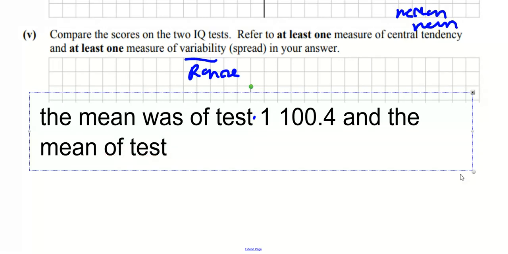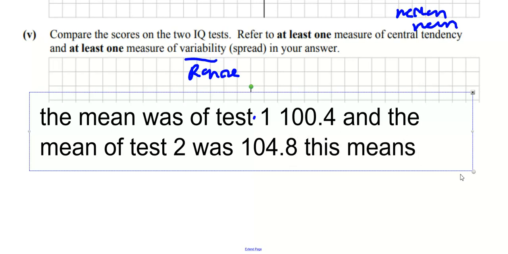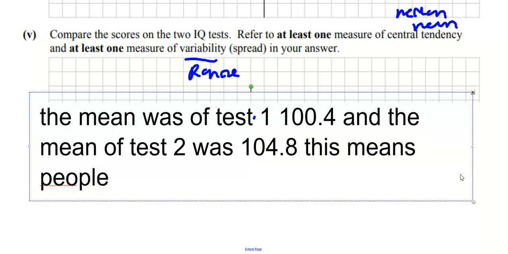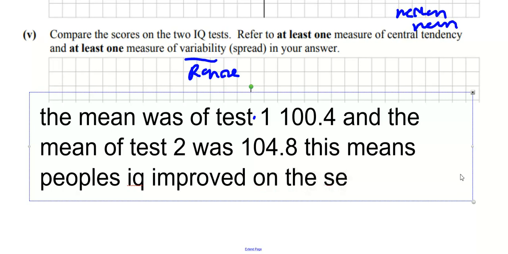The mean of test 2 was 104.8. This means people's IQ improved on the second. Everybody happy with that? Makes sense.